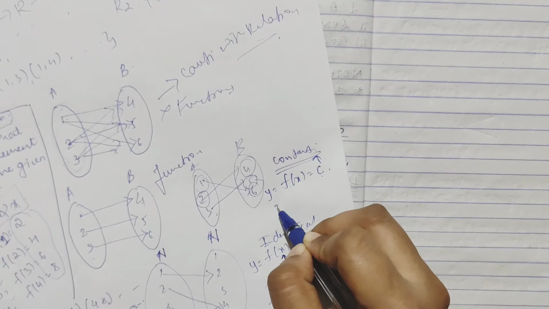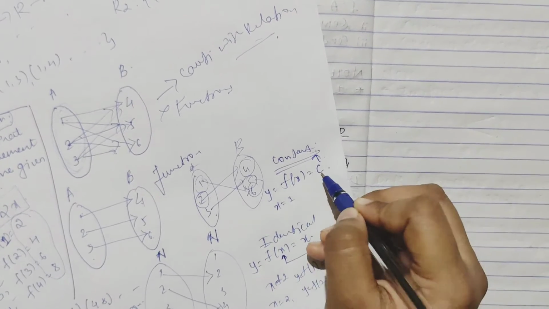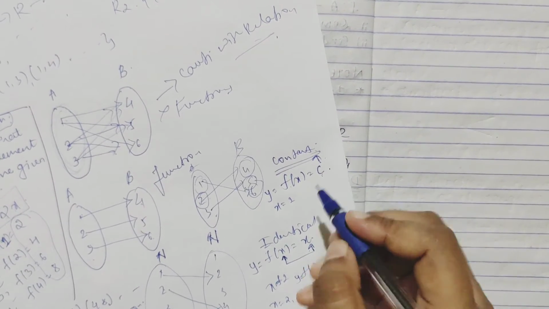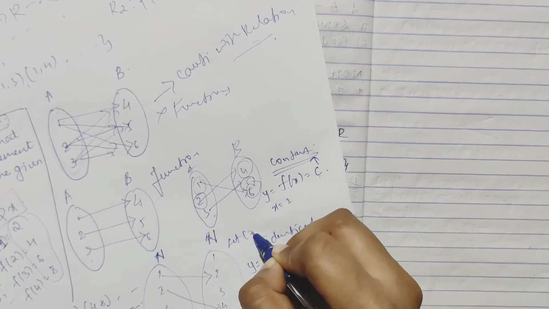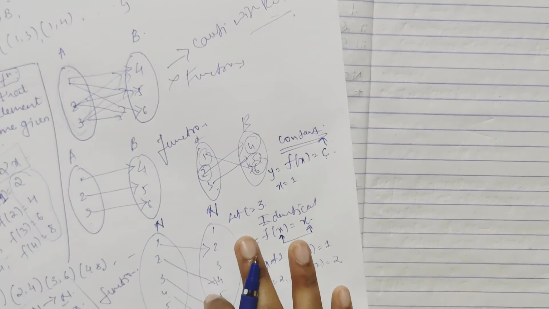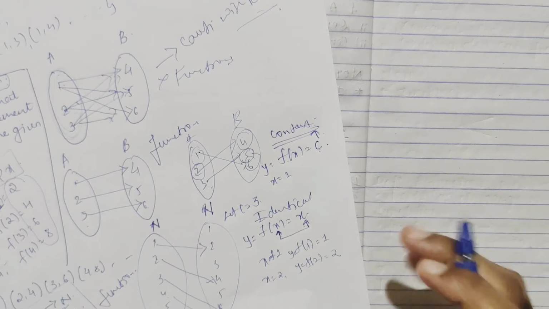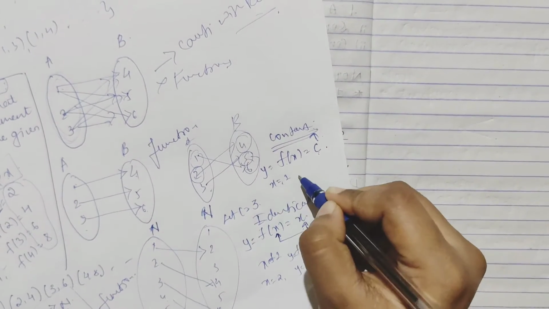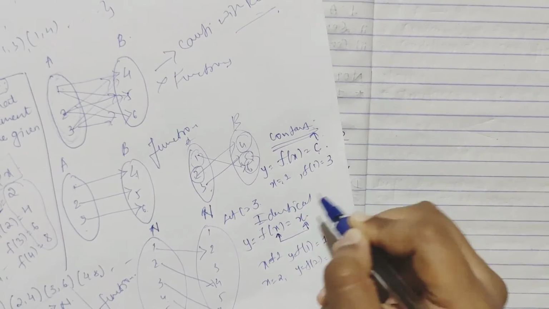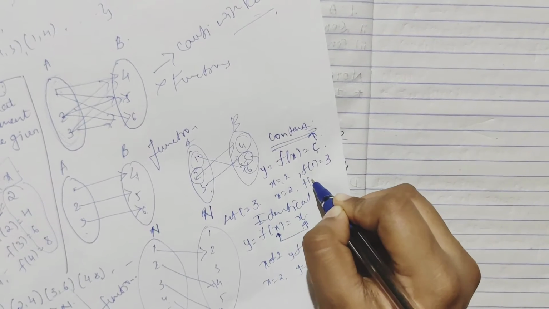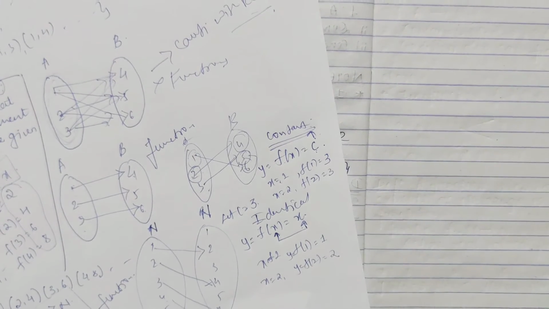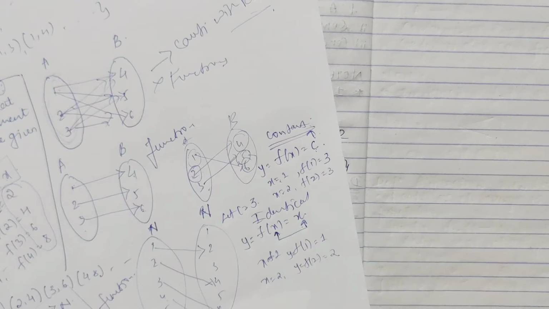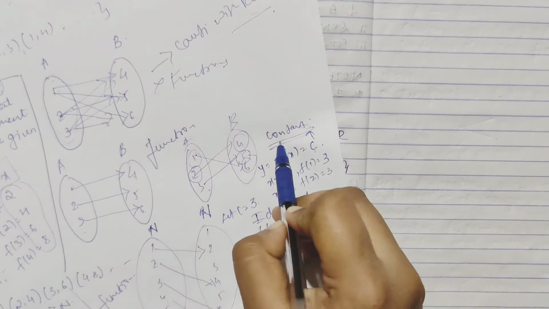Now if I put x is equal to 1, suppose c is 3 or 2, whatever. You're getting f of x as the same value only, whatever x value you put. If you put x is equal to 1, f of 1 you get 3. If you put x is equal to 2, f of 2 you'll get 3. So whatever values of x you put, your f of x gives the same fixed value, which is termed as a constant function.